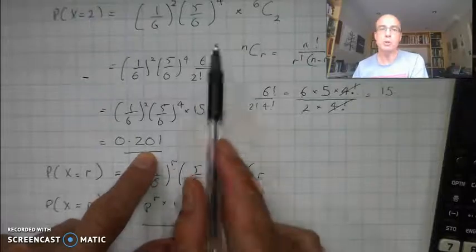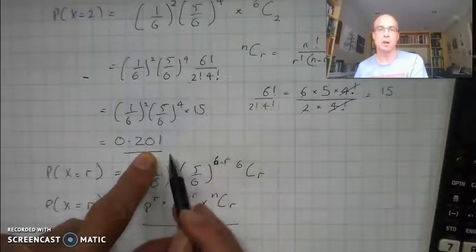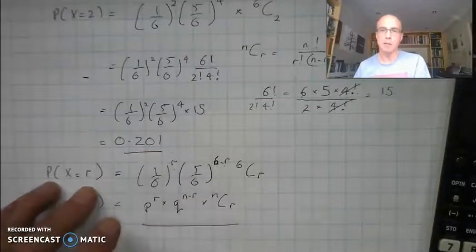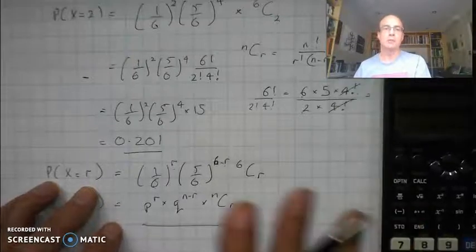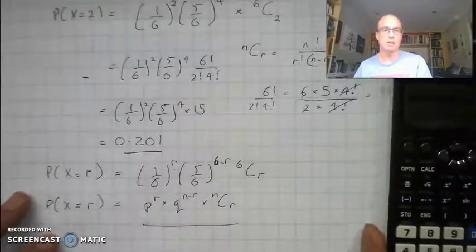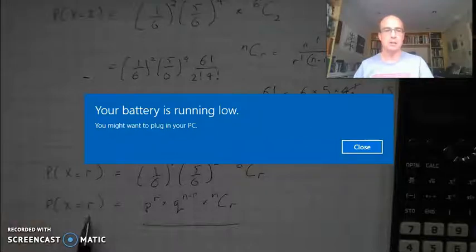So it's important that you know how this binomial distribution has been derived. But most of the time when we're looking at these questions, we're going to be using the calculator, and it's going to be doing the hard work for us. So it's important you know where it comes from, but most of the time we will be using this calculator. So we've got the probability that X is equal to 2.